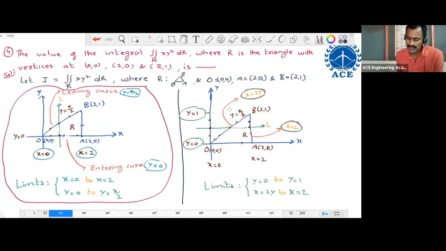From this equation of the curve y equal to x by 2, we have x in terms of the other, that is x equal to 2y. From the leaving curve x equal to 2, x in terms of the other is x equal to 2. That is why x equal to 2y to x equal to 2 only.